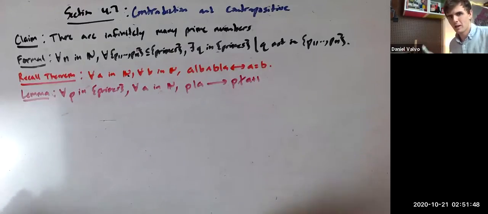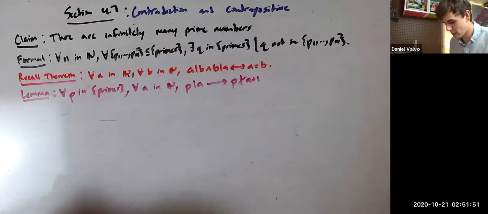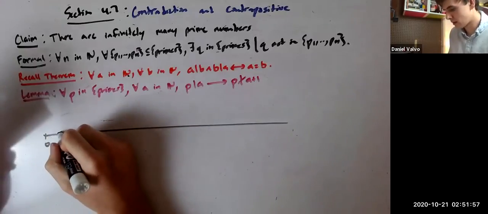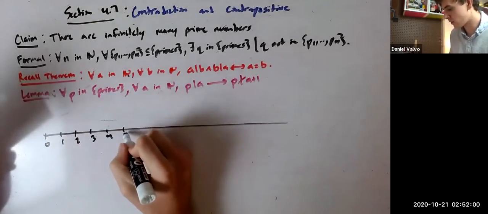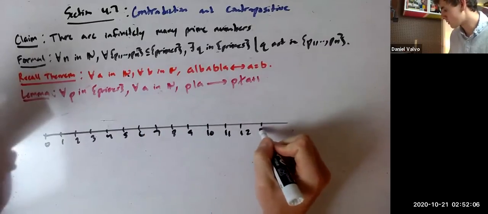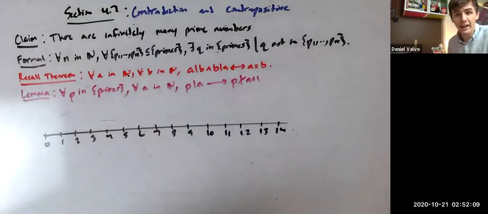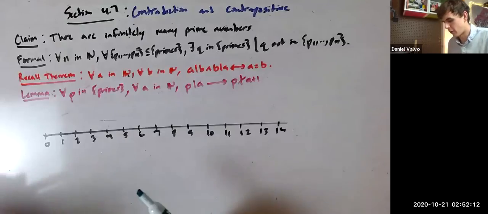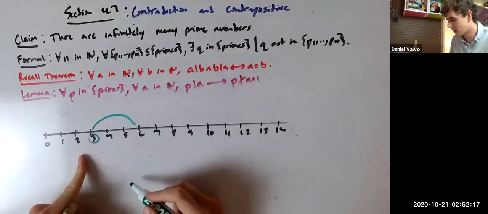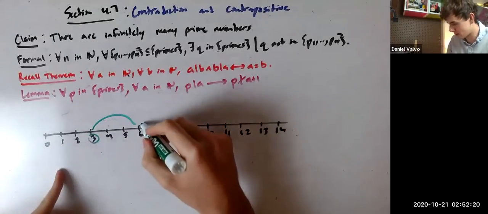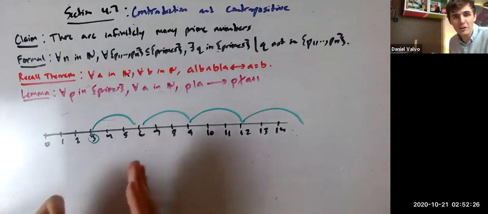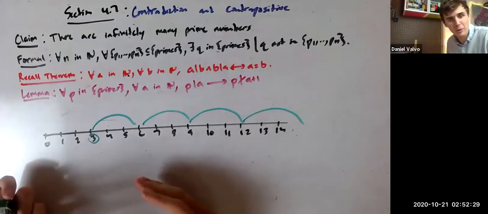So this should make a lot of sense. Why should this make sense? I mean, if you just look at a number line, right? 0, 1, 2, 3, 4, 5, 6, 7, 8, 9, 10, 11, 12, 13, 14. You take any prime, or really any number, like 3. Notice the next number divisible by 3 is 3 ahead, then 3 ahead, 3 ahead, right? Only every third number is divisible by 3. It's kind of what it means to be divisible by 3.